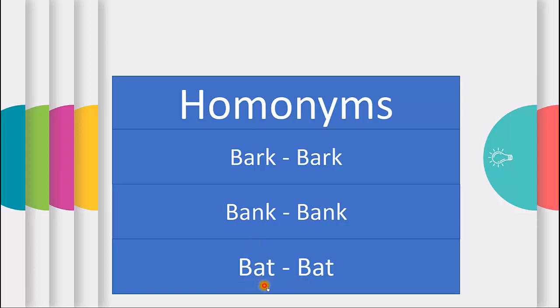The first bat you could use when you want to say, the bat hung upside down. And now the second bat you could use when you want to say something like, as the boy's bat was broken, he could not play baseball. So these were a few examples of homonyms. Now let's see what homographs are.